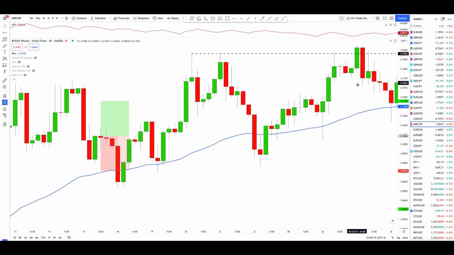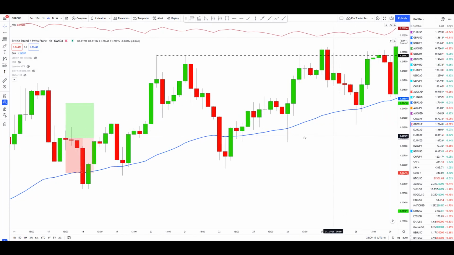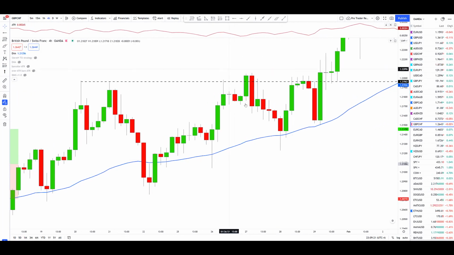We break into new highs now. What about this candle? Here we go. Valid or not valid? That one's valid. You're absolutely right. So with this one being valid, let's go ahead and go through all the rules.